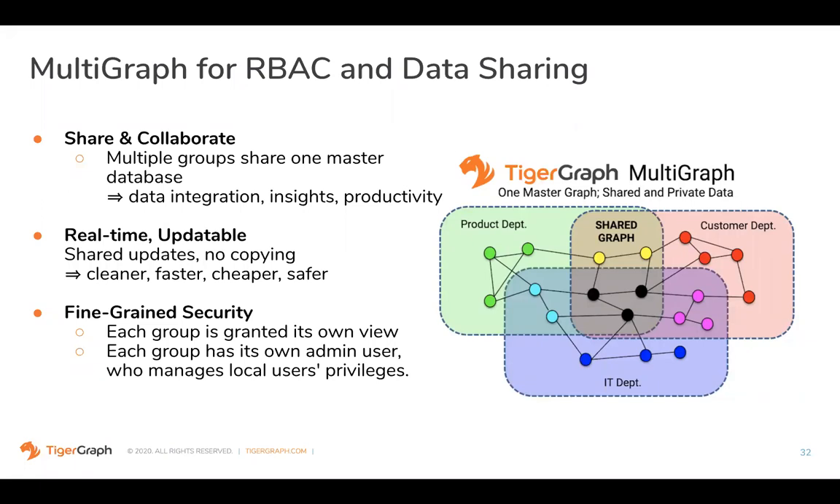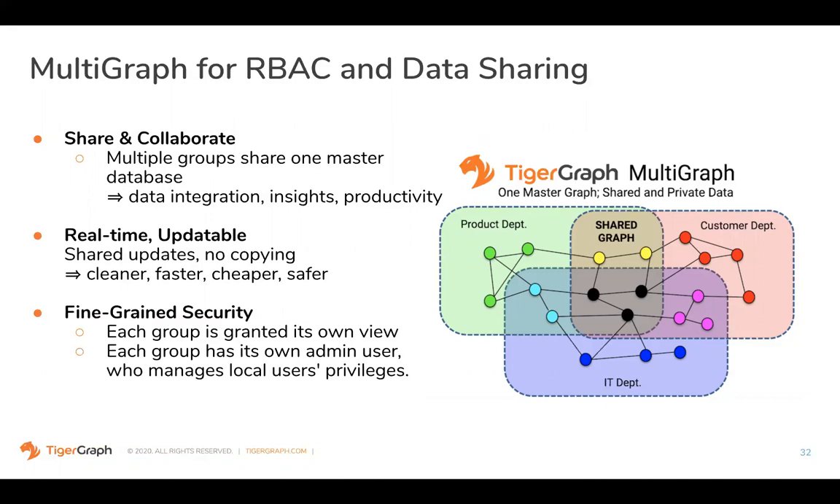And a unique feature and benefit of TigerGraph systems is the multi-graph feature. It's the way that you can define subsets, subgraphs, or views within your larger graph that not only can be used for pure isolation, such as multi-tenancy, where you can have completely separate data domains, but you can also intentionally choose to overlap them. And so then you're enabling sharing.